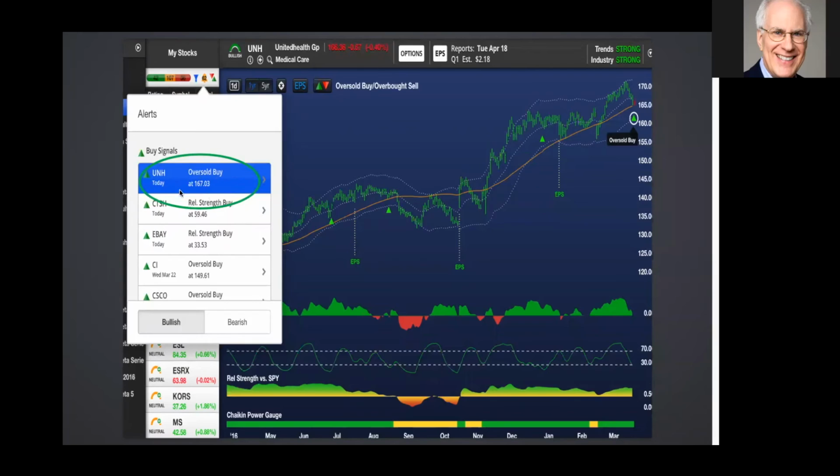And right at the top of the list was United Health with an oversold buy. That means a new 8-day low, pinpointed on the chart, in a stock with a bullish power gauge rating. Now, we had been using United Health as a poster child for a classic Chaikin bull, but because we got this signal, I flipped it around a bit, put AMAT in that slot, and used United Health as an example of how a disciplined methodology can lead you to a very attractive swing trade.